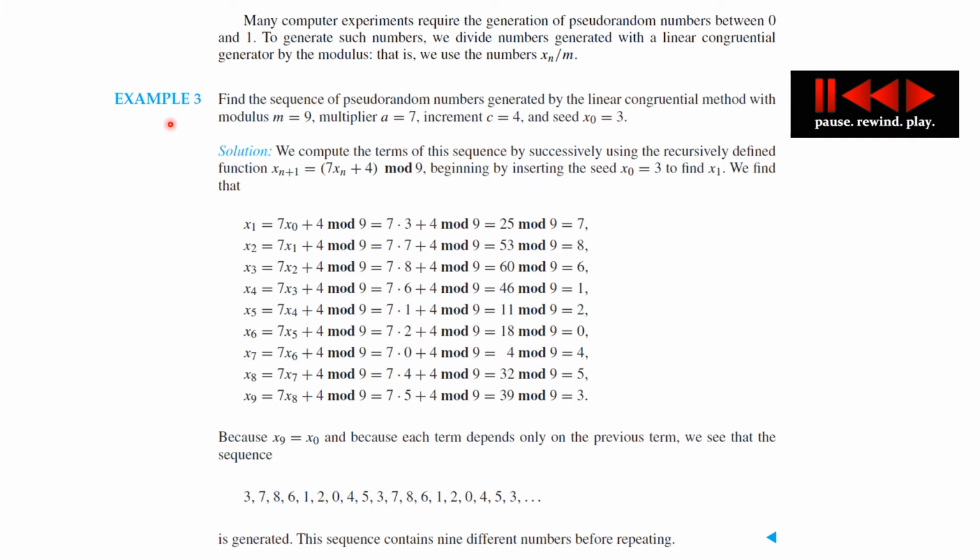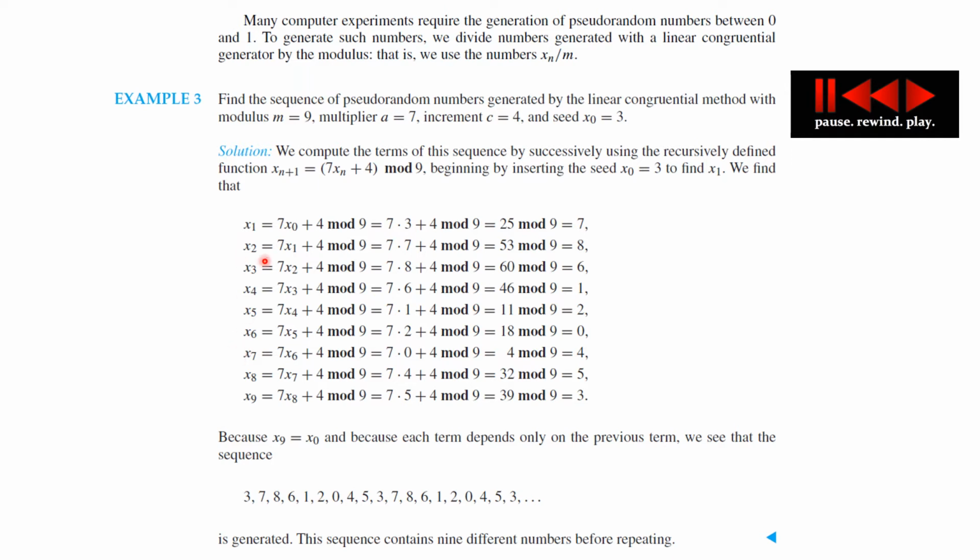We want to find a sequence of pseudo-random numbers generated by the linear congruential method with modulus m equals 9, multiplier a equals 7, increment c equals 4, and the seed x0 equals 3. And if you change the seed, you change the sequence. You know what to do? Let's see how you did.